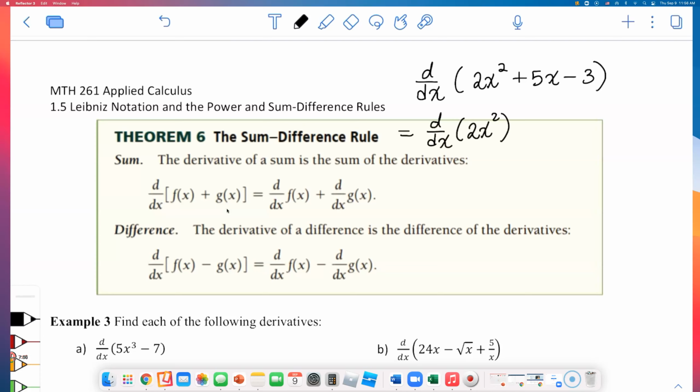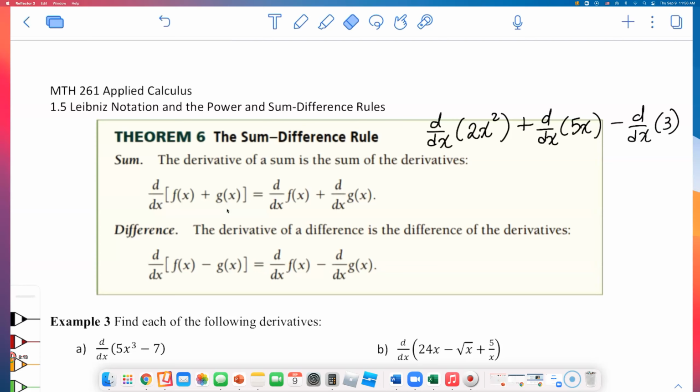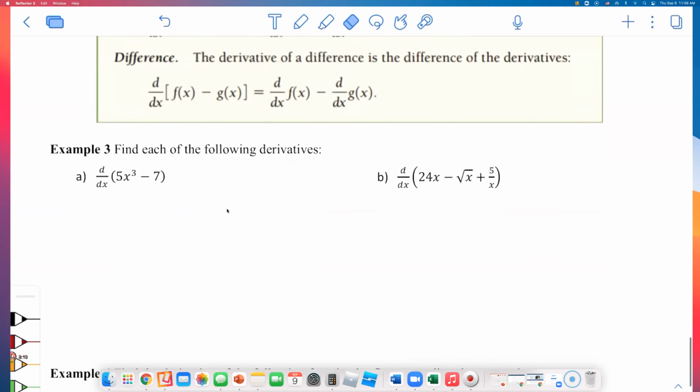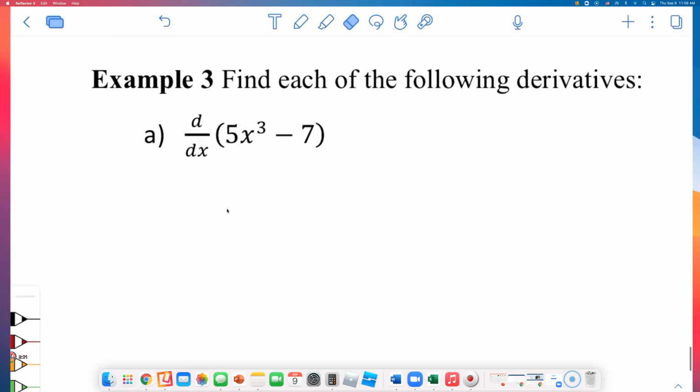You take the derivative of the first term, then the derivative of the second term, and we do this in our head. It's just like the distributive property, right? This is what is called the sum and difference rule, really. So think of it as how we are distributing this operation of differentiation. I'll show you how to do this. It's very simple. Find each of the following derivatives.